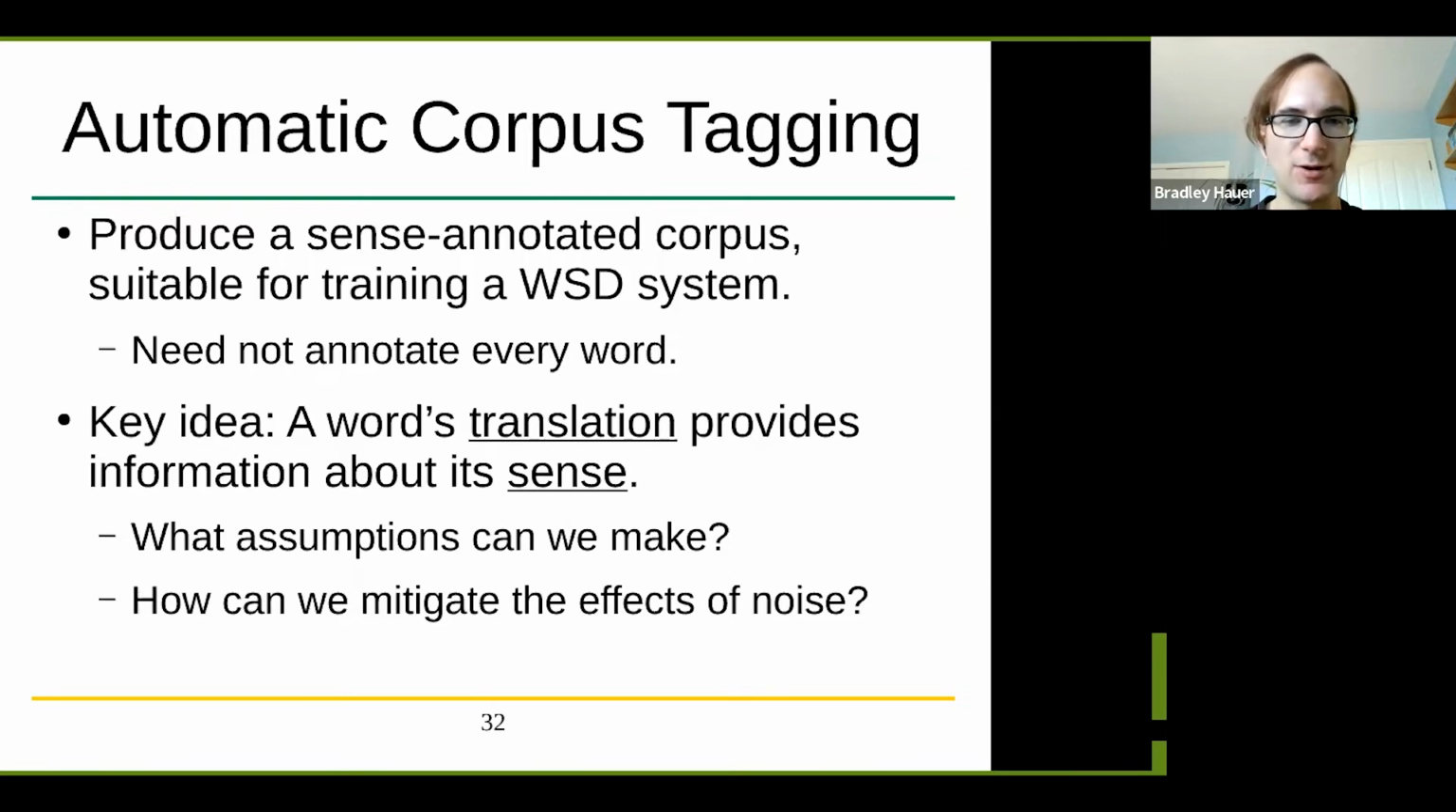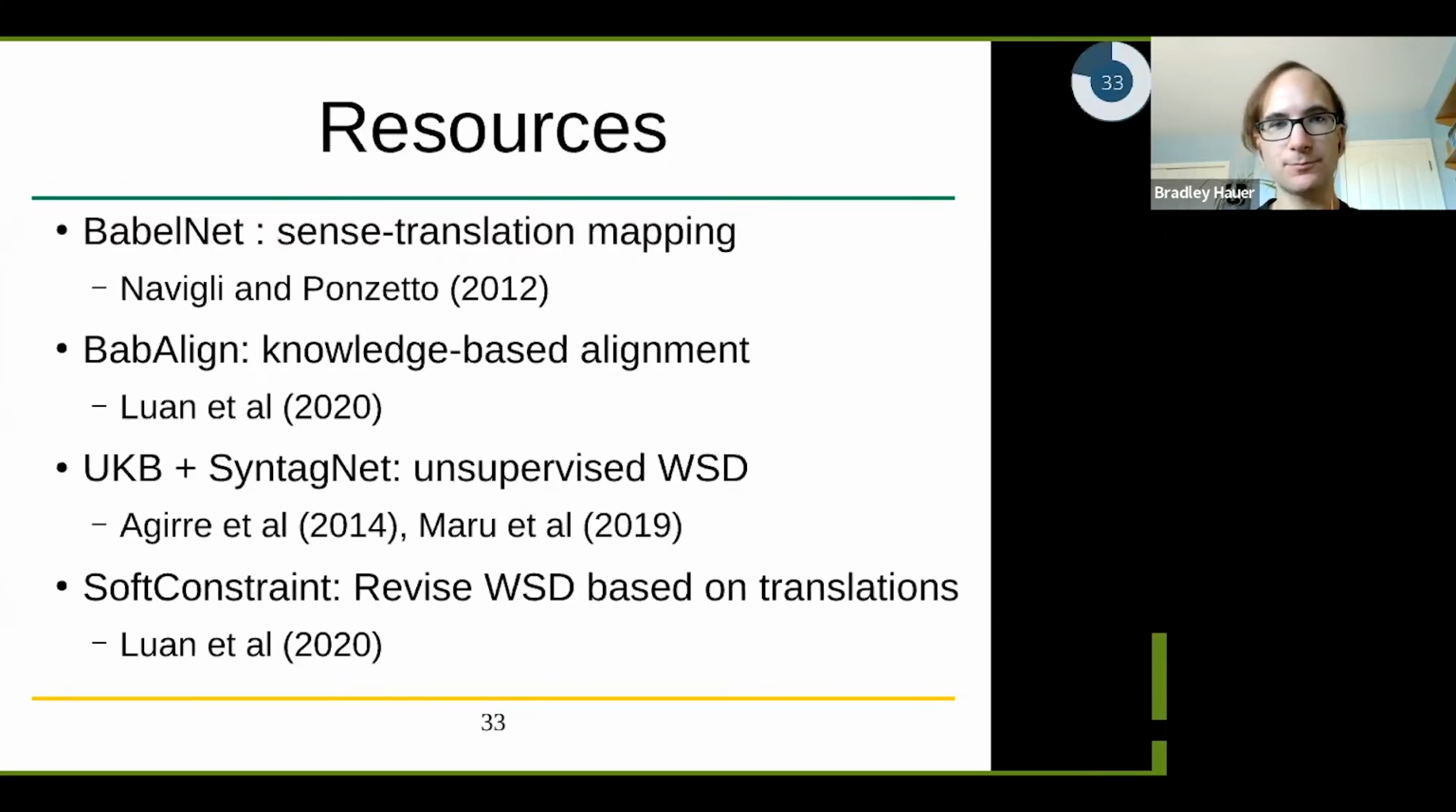And so the questions that differentiate the three methods that we propose are: what assumptions can we make, and how can we mitigate the effects of noise within the system? How can we maximize precision so that we're minimizing the amount of noise that we're passing to the WSD system trained on the data that we produce?